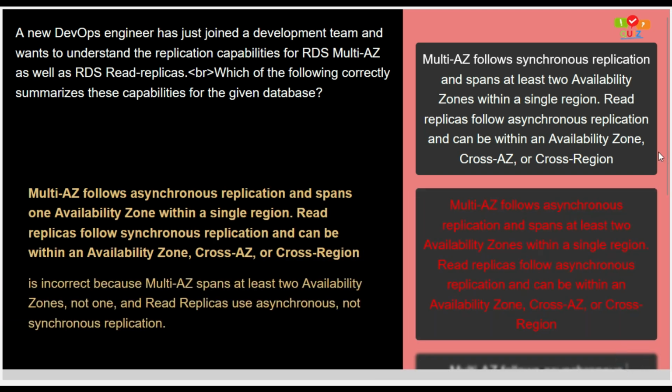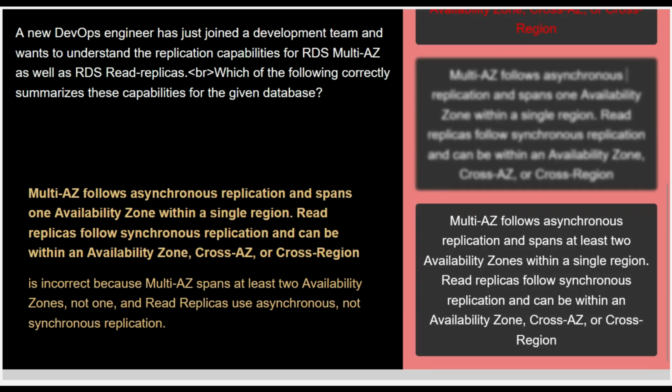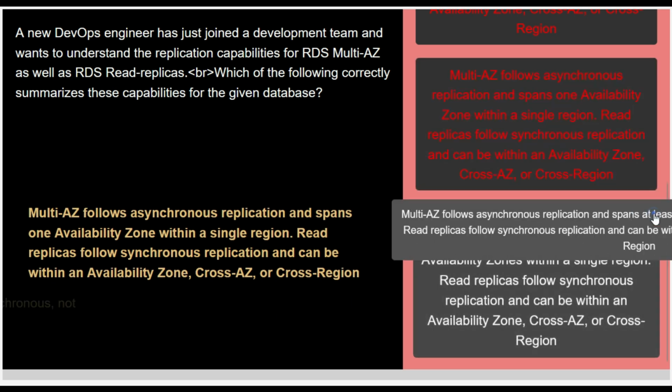Let us go to option 3. Multi-AZ follows asynchronous replication and spans 1 availability zone within a single region. Read replicas follow synchronous replication and can be within an availability zone, cross-AZ or cross-region. Okay, this option is also incorrect. Why? Because multi-AZ spans at least 2 availability zones, not 1. And read replicas use asynchronous, not synchronous replication. Okay, so this option is also wrong.